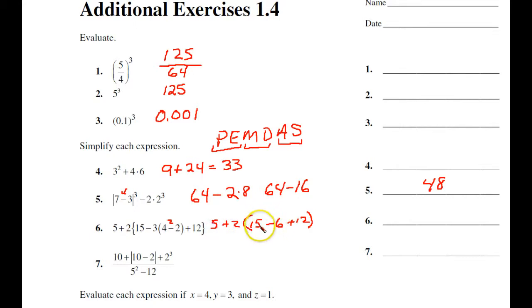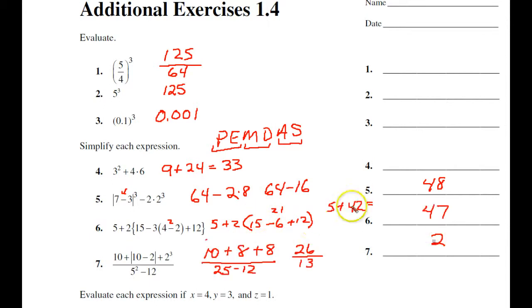Okay, so we have here a 27 minus 6, I believe gives me a 21, which is a 42. Let me check that. Okay, so this was 2 times 21 is 42 plus 5 is 47. And this was a 10, this was an 8, this is an 8. So that adds up to 26. And then 25 minus 12 is 13, and that goes twice.